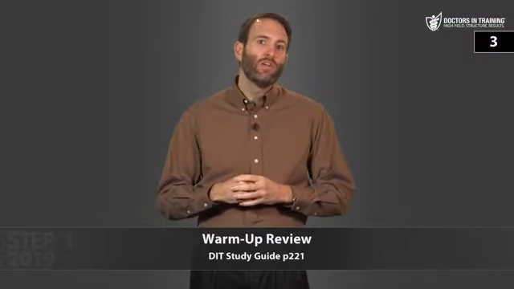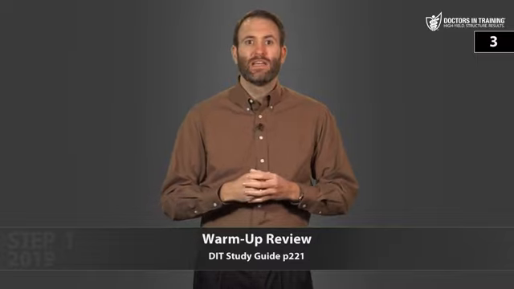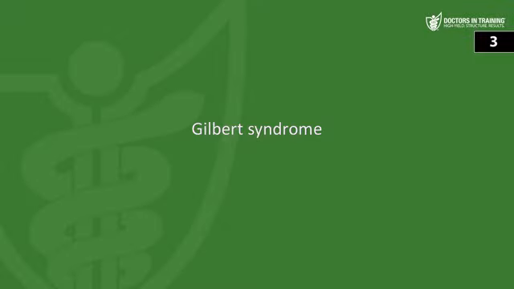Next question. A 20-year-old man contracts influenza, then presents with an idiopathic hyperbilirubinemia. What is the most likely cause? So this is a classic scenario for Gilbert syndrome, so you need to know that one. All right, so that's going to be it for the warm-up. Let's get to that lecture now.